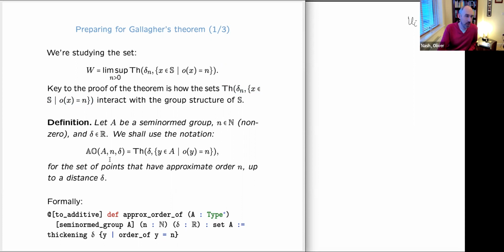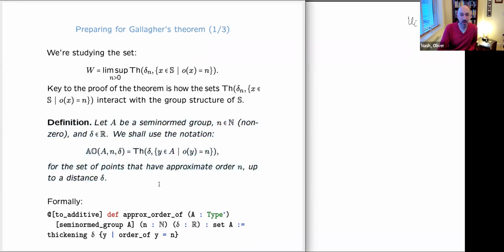Again, in an informal account, you don't really bother to make these abstractions unless you're going to get new results from this. But formally, it usually pays off, and I felt like it did here. So I said, okay, I will make a general definition for the thickening of the points of a given order by a given radius in a semi-normed group. And here it is. So this is the definition.